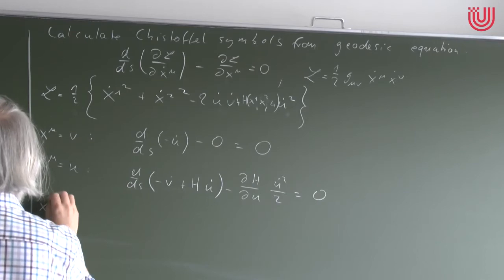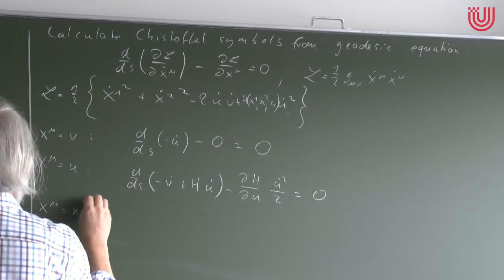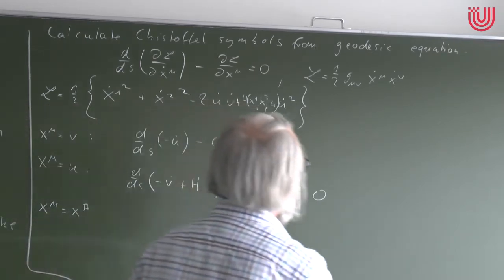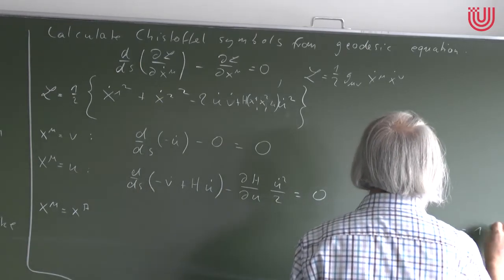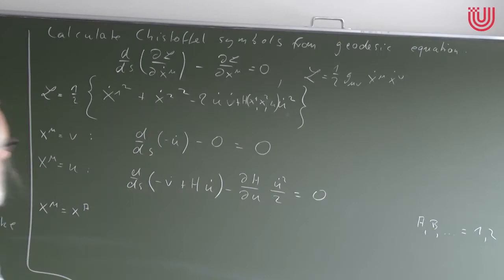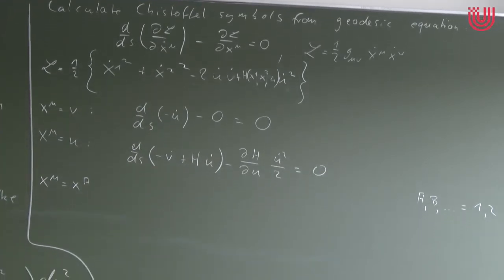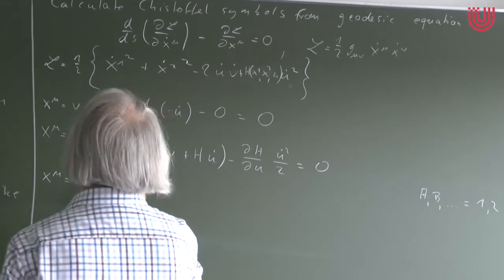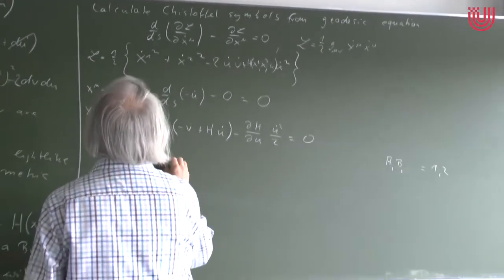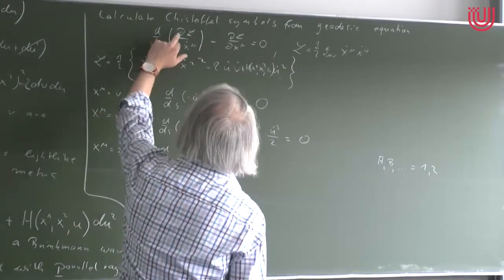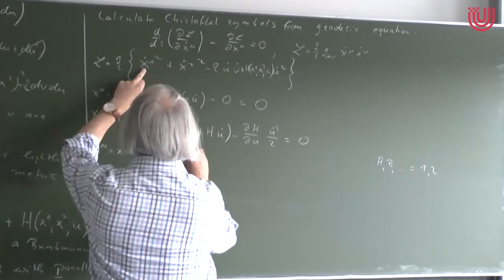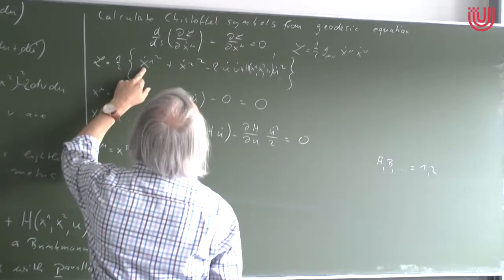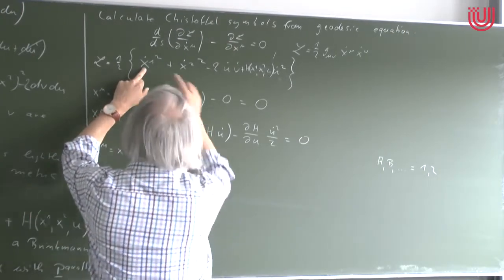And then x^μ is equal to x^a. From now on, I write a, b, and so on for 1 or 2. Yeah, so the capital Latin indices take the values 1 and 2. So then I have d by ds, ∂L by ∂x^a dot gives an x^a dot, no other x^a dot.